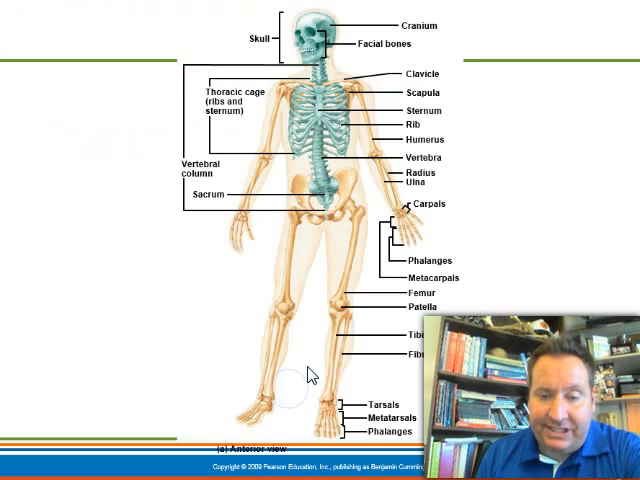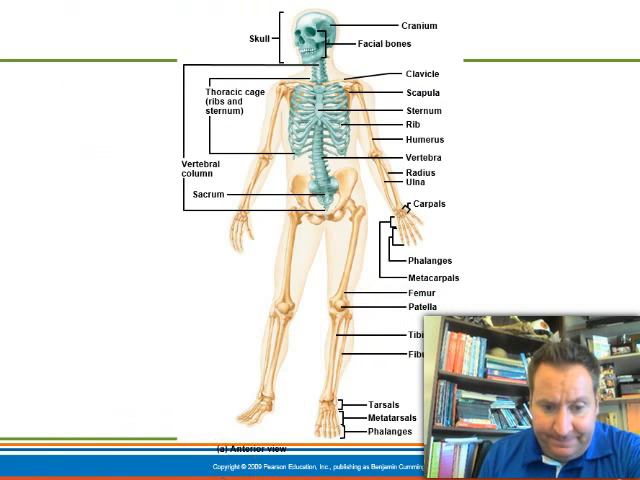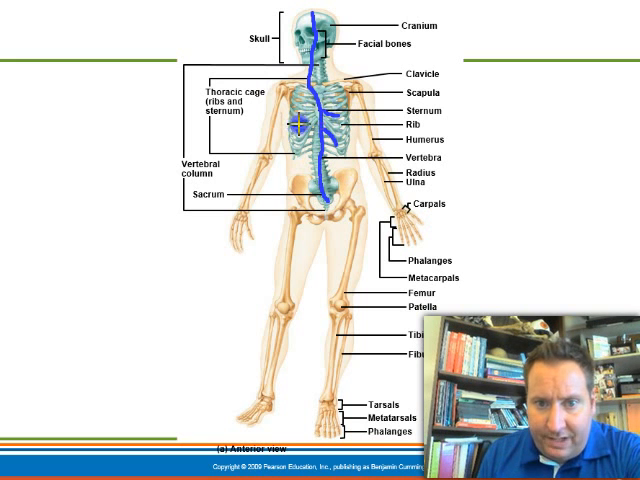When I look at the axial skeleton, basically, if I draw a line straight down through here, these bones that touch this line are part of your axial skeleton. So your axial skeleton consists of your skull, and then it consists of your rib cage, and it consists of your vertebrae, and then your sacrum and coccyx are included in there.